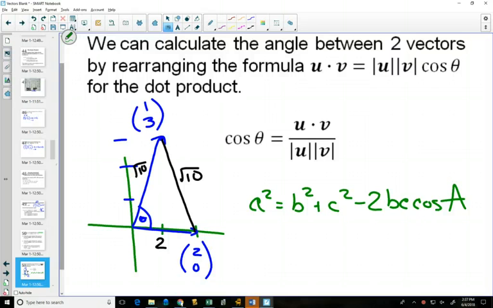The cosine law, not to be confused with the cafeteria and food services. That's much tastier.